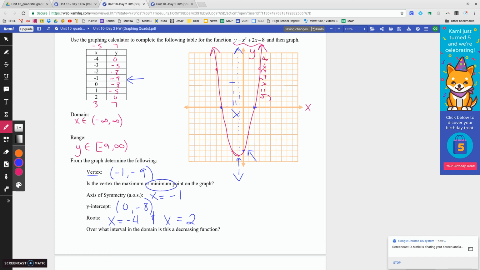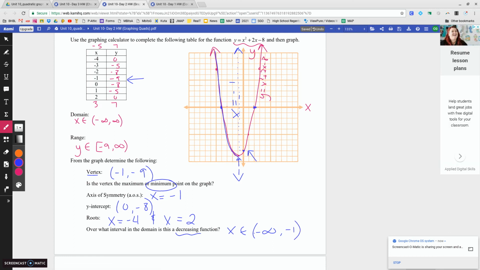And the next question says, over what interval is the function decreasing? So I want to know, where is this graph going down? So it's going down in this part of the graph, going down, down, down, and then it stops. So that means that I'm going from -infinity all the way to my -1. And since it stops right at -1, I'm going to put a parenthesis because when it gets to -1, that's when it's going to stop moving.